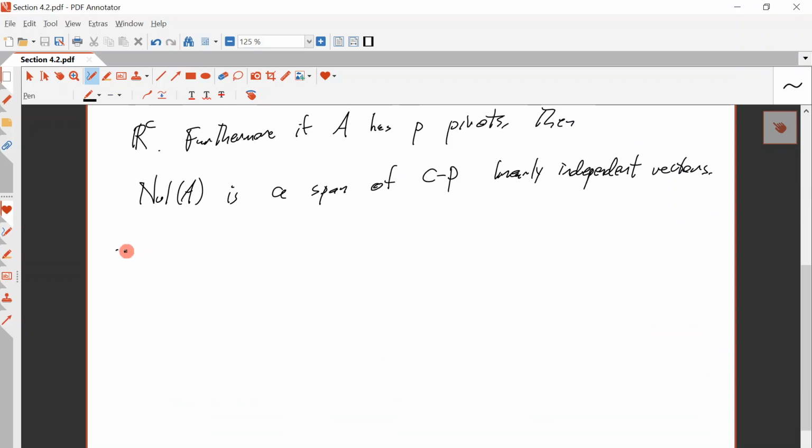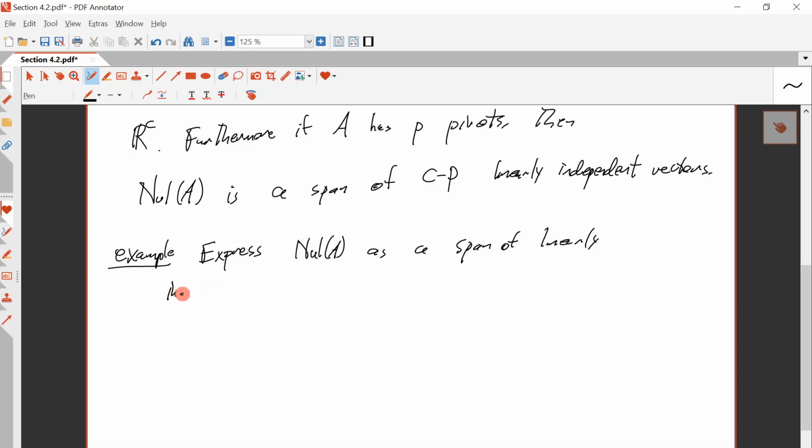So for example, express the null space of A as a span of linearly independent vectors with A equal to the matrix with rows 1, 5, negative 4, negative 3, 1; 0, 1, negative 2, 1, 0; and 0, 0, 2, negative 4, 2.